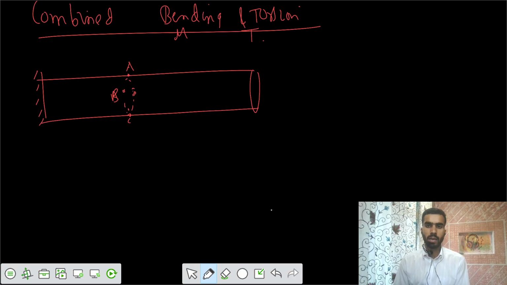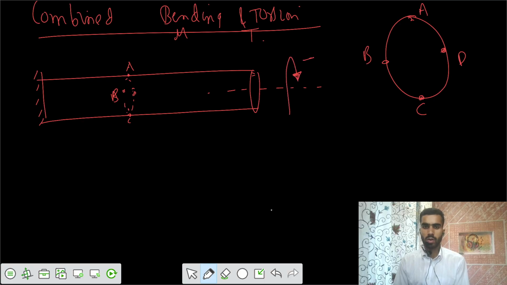So your points A, B, C, D are in this fashion: this is your A, B, and this is C, this is D. So they are on the surface of that section. Now this section is subjected to a clockwise torque of T, and it's also subjected to a bending moment M about the Z direction. Let's say the direction of M is clockwise. So this is your Z, this is X, and above this is Y.